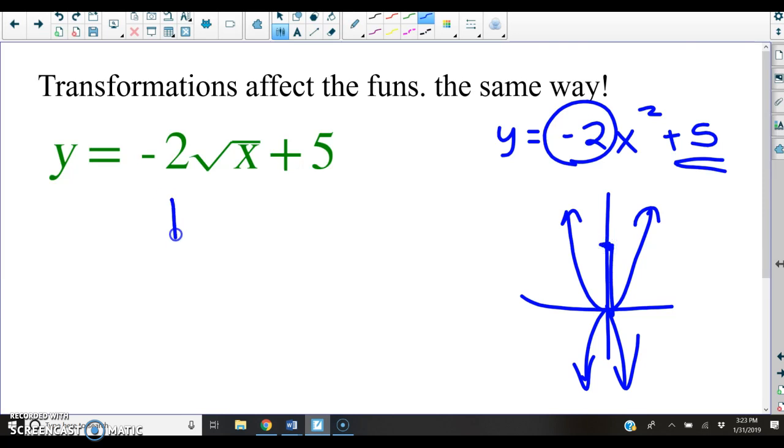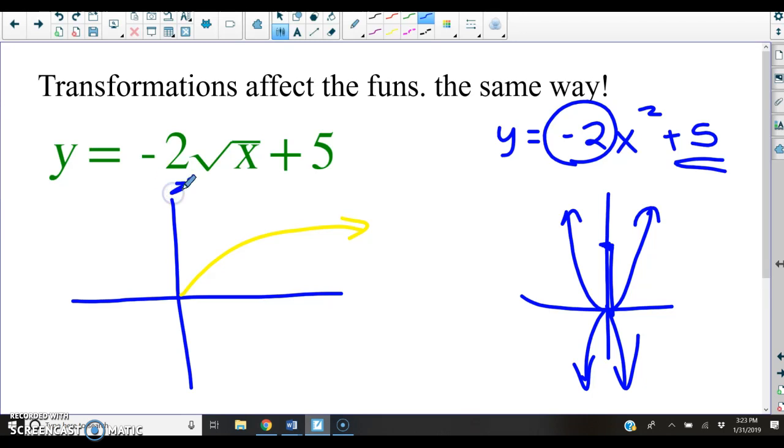Well, this will be affected the same way. Instead of going up normal, and I'm going to do it in yellow so you can barely see it, the negative 2 is going to make it go downward, and it's going to double those values. So instead of 1, 1, it's going to be 1, negative 2. But the plus 5 is going to lift all of that up, so it's starting here at 5.